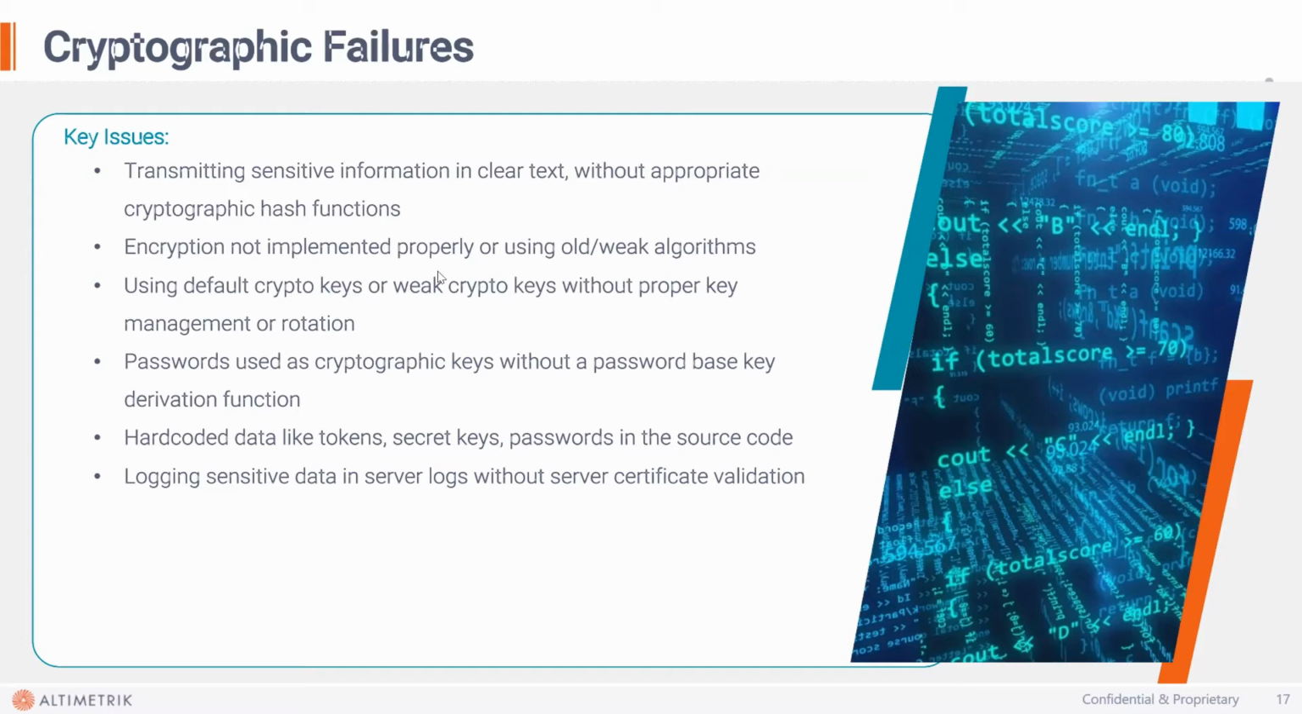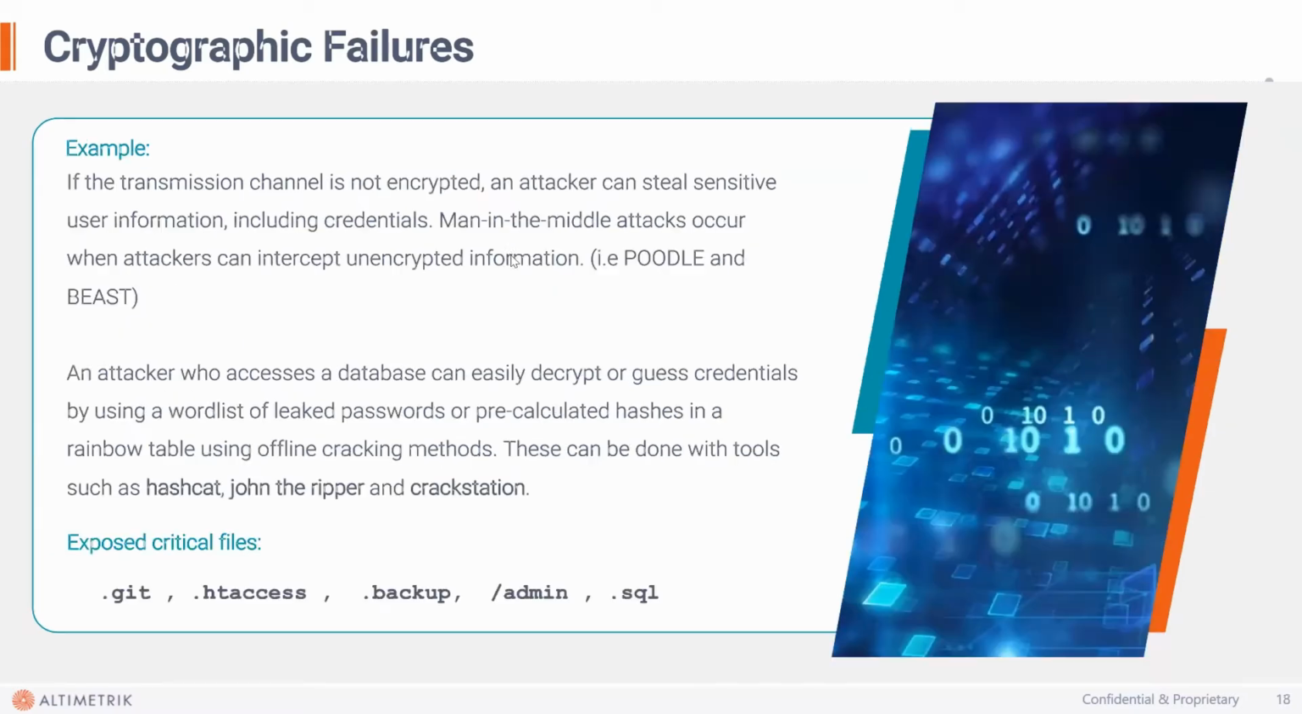Passwords such as cryptographic keys without a password-based key derivation function, hard-coded data like tokens, secret keys, passwords in the source code. This is something that I found as well every now and then, especially with GitHub repositories, and also logging sensitive data in server logs without server certificate validation. So these are some key issues of that.